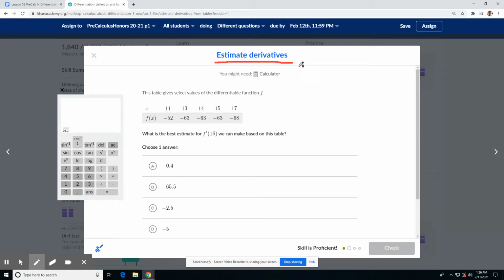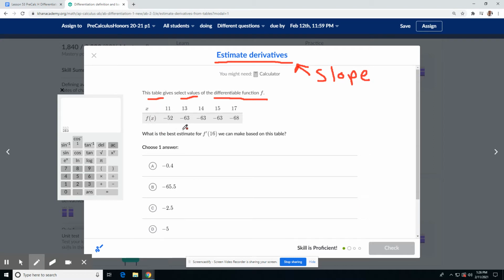Estimating derivatives. For these, we need to remind ourselves that the derivative is the slope at any given point. So in this case, we are estimating. That's a lot like a secant line, basically what's going on. This table gives us select values for the differentiable function f. Differentiable just means it's continuous and nothing strange going on here.